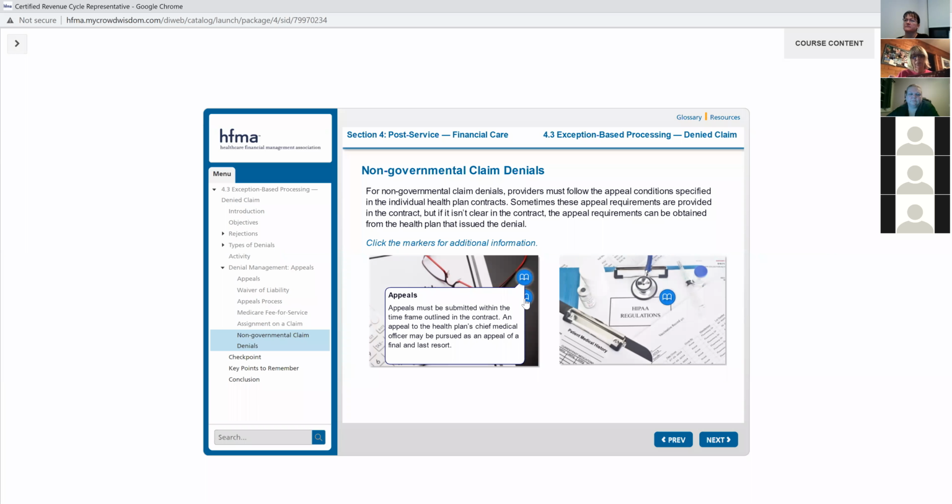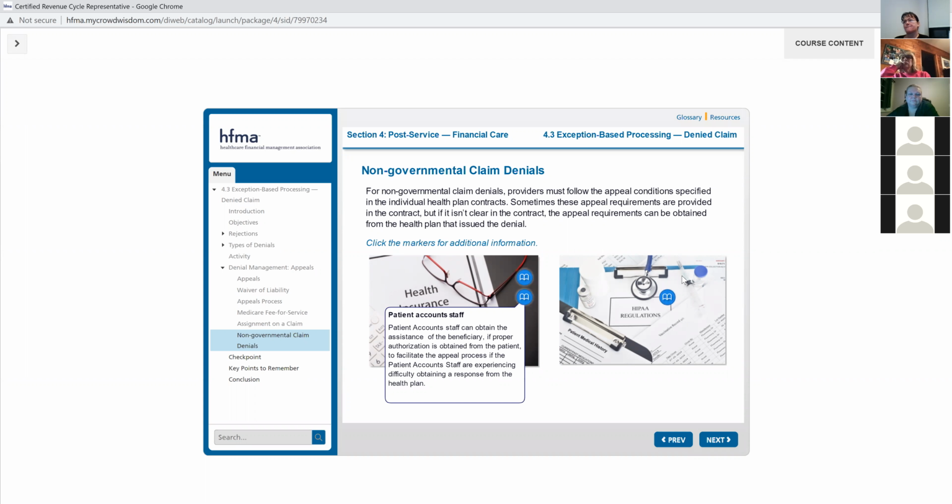Patient account staff obtain the assistance of the beneficiary. They can obtain the assistance of the beneficiary if proper authorization is obtained from the patient to facilitate the appeal process. And if the patient account staff is experiencing difficulty, they do sometimes enlist the patient. In all situations, the patient's information must be maintained in a confidential manner.